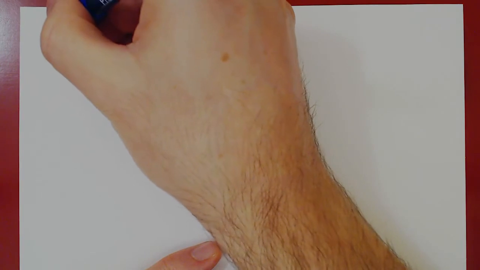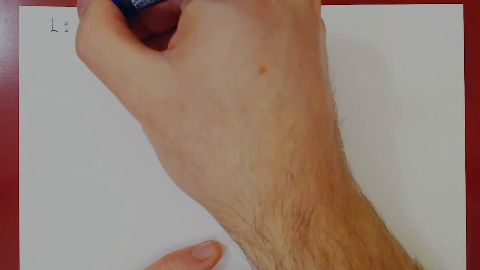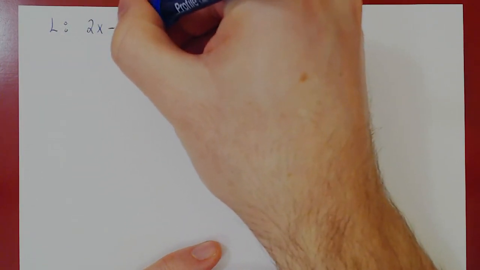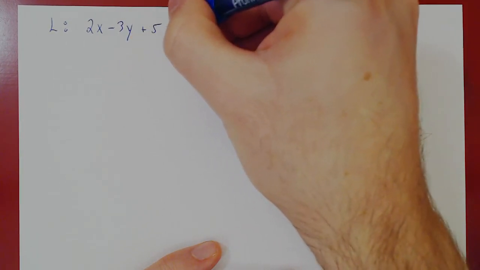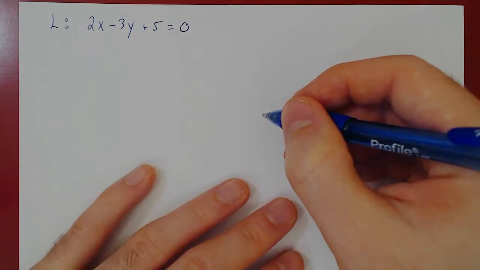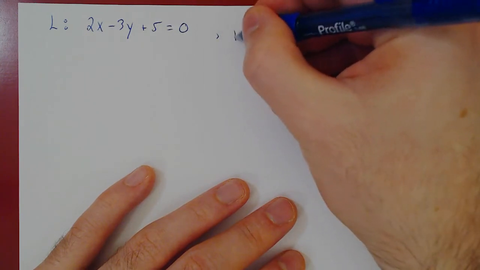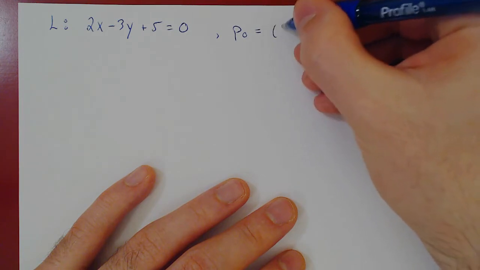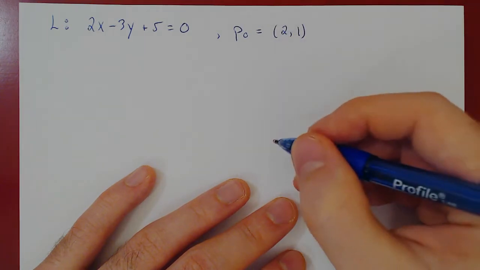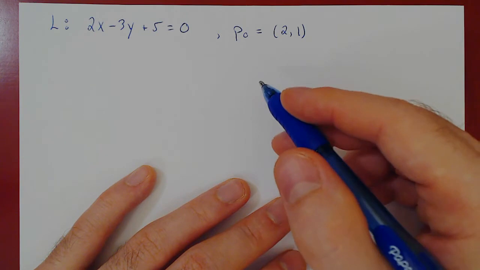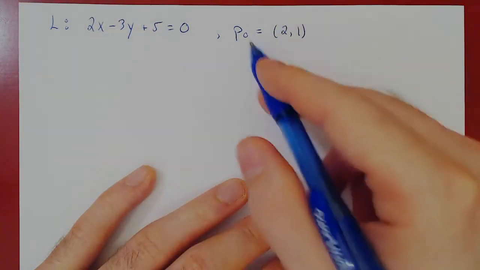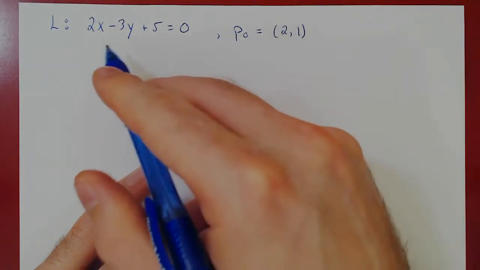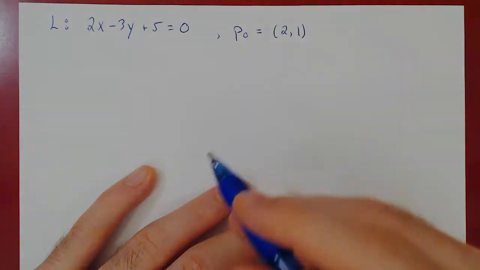Suppose we have the following two objects, again in two-dimensional space. We have a line given by the equation 2x minus 3y plus 5 is equal to 0. And we have the point, call this P naught, with coordinates 2, 1. We will ask for the distance between this line and this point, and then we'll find the point on the line that lies closest to the point P naught.